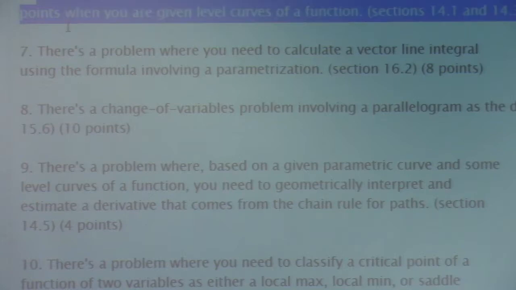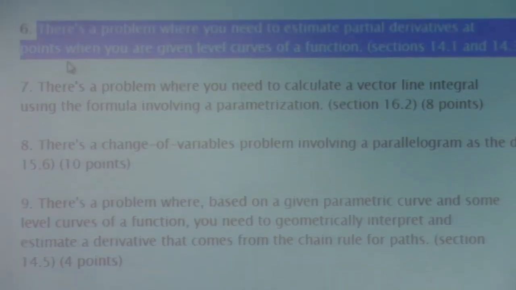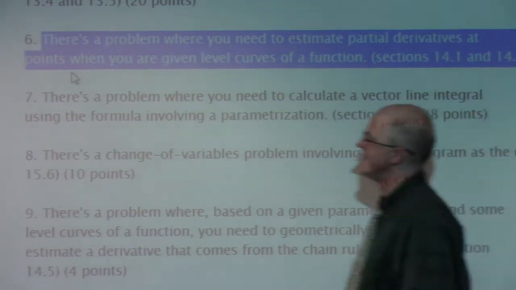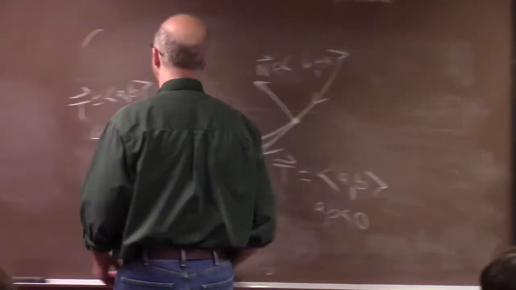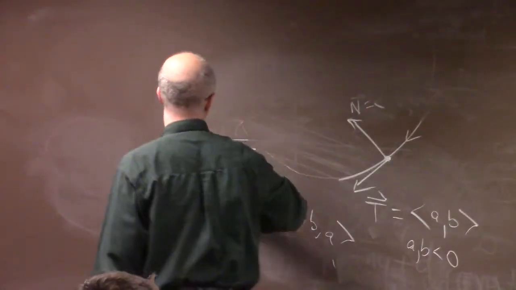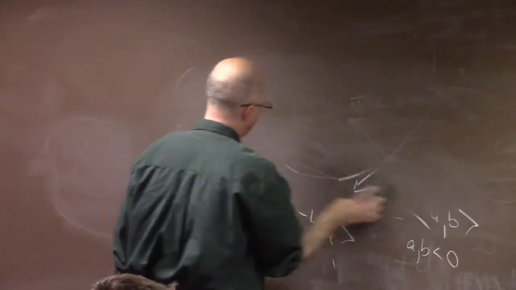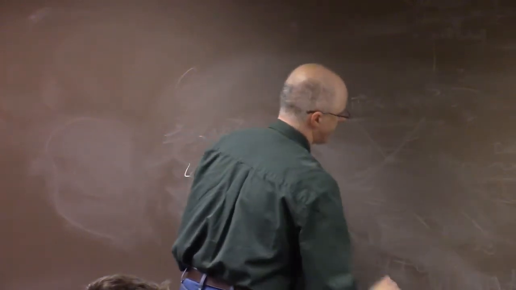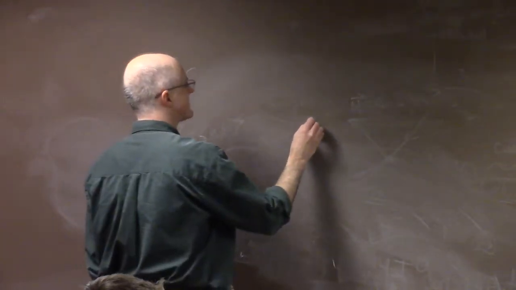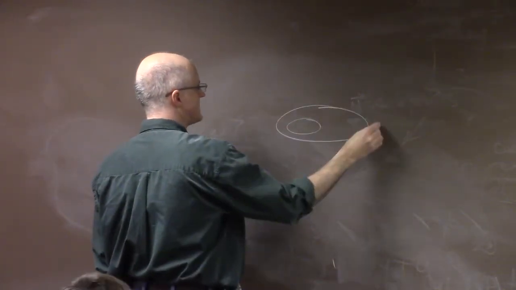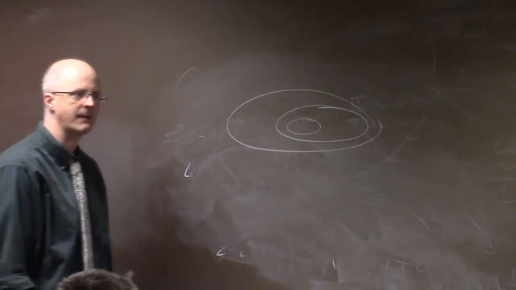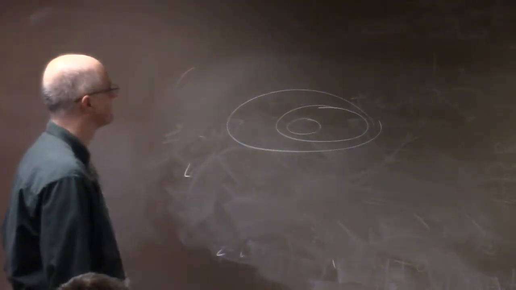All right, how about this one? There's a problem where you need to estimate partial derivatives at points when you are given level curves of the function. This one, there are no formulas. In fact, this picture with the level curves, I've taken out of a book in the past, and I'll do that again. It's not a picture that I make with Mathematica. It's kind of an odd-looking picture, actually. I don't remember exactly what it looks like, but it looks something like this. It's got some ovals, but these ovals are kind of centered in a strange way. This is not necessarily the exact picture, but it's somewhat similar to this.